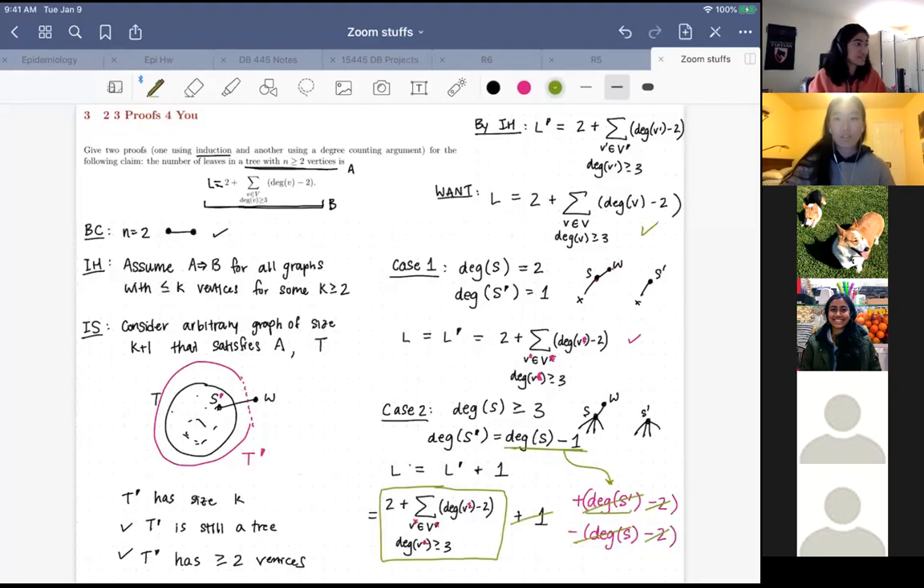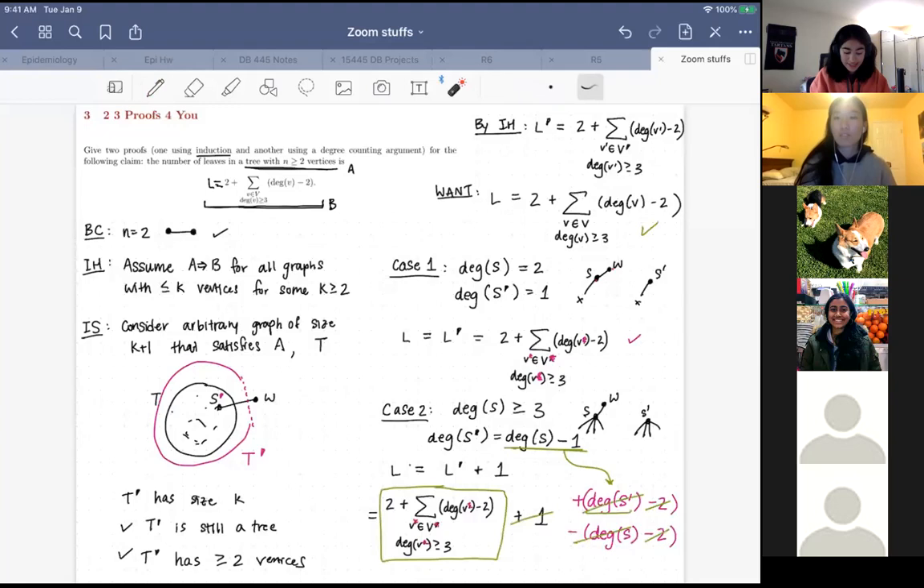Okay, someone asked, can you explain the cases again? So I guess there's two ways to interpret this. Do you want to know why we came up with those cases, or what the cases do in the proof? Okay, how did we come up with these cases?